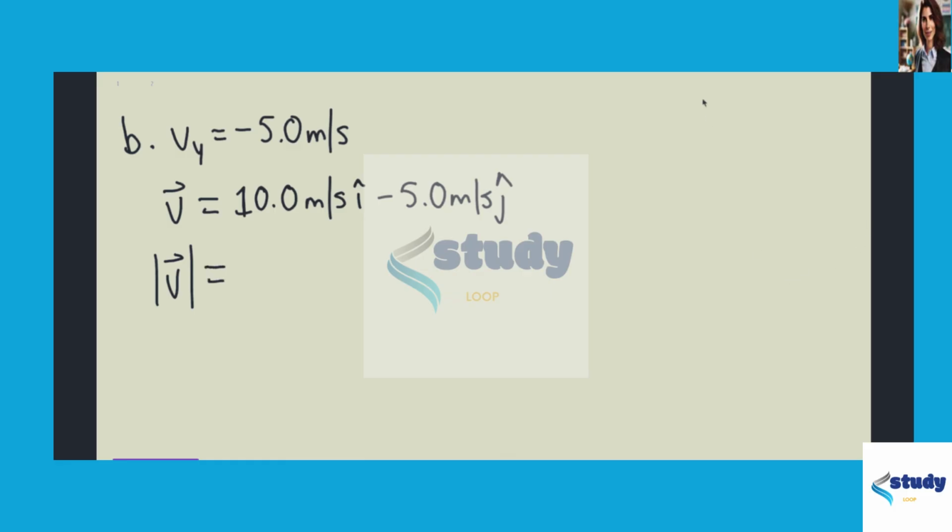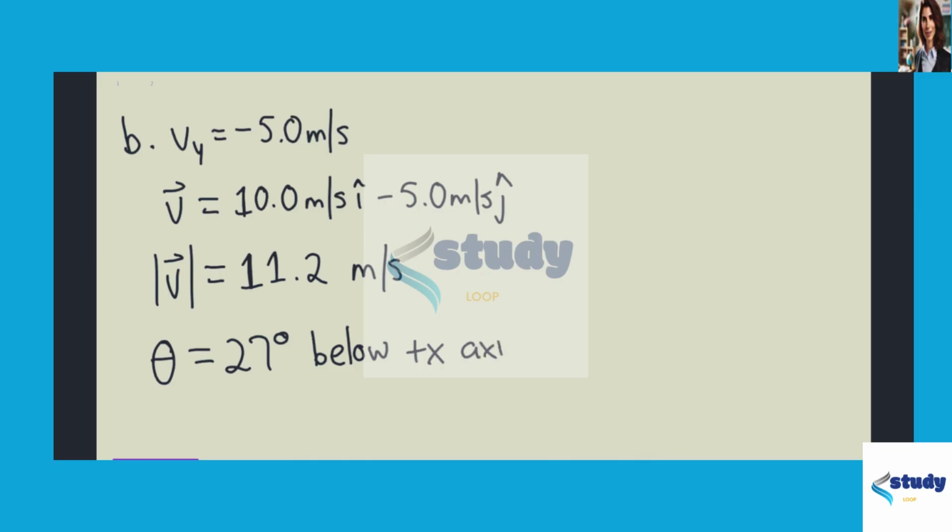So the magnitude here would be, again, 11.2 meters per second. The direction would be equal to, again, 27 degrees. However, we have a positive x and a negative y. So here we're essentially in the fourth quadrant. So this would be 27 degrees below the positive x-axis. So this would be your answer for part B.